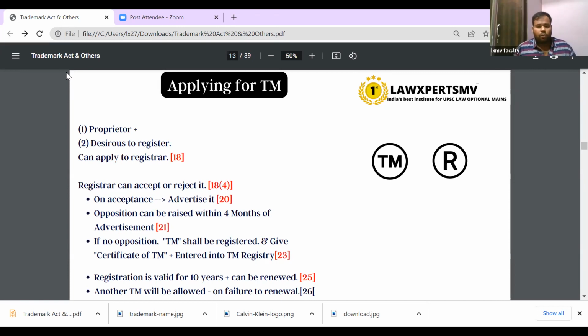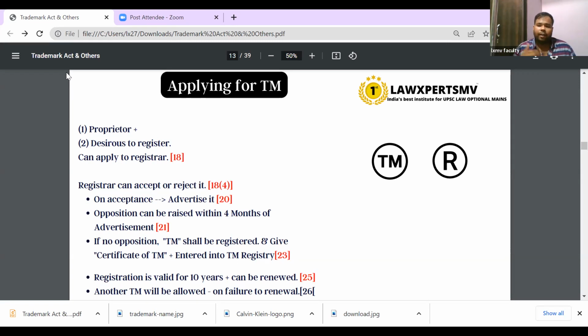Okay. So this particular person, the proprietor, has to apply for this trademark, and he should have the desire to register. So he has to make an application to the registrar under Section 18. When the application is submitted to the registrar under Section 18 clause 4, if the registrar is satisfied that all the conditions of the trademark are satisfied, then he can accept it, or he can reject it if it is falling within the absolute grounds or the relative grounds, which we have just seen. If he is accepting your trademark, then he has to advertise it. This is as per Section 20.